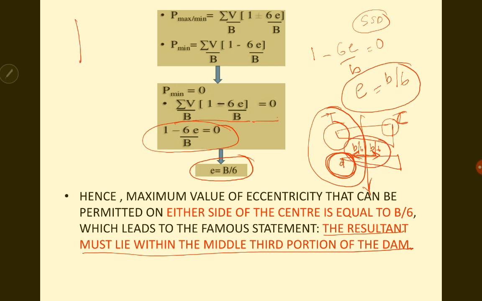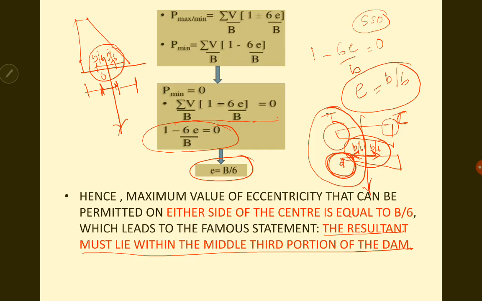Okay, so we have the structure, divide it into 3, find the centroid, from there B by 3 is the total, and B by 6 on either side. If the resultant is within this limit, the structure is going to be safe. That is the middle third rule.